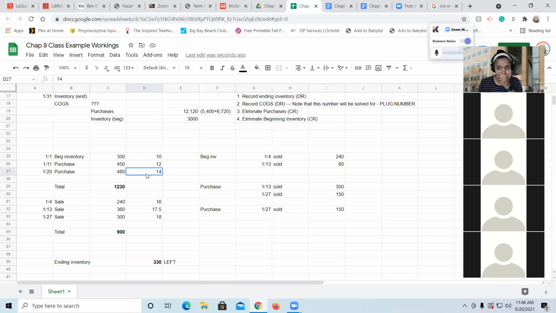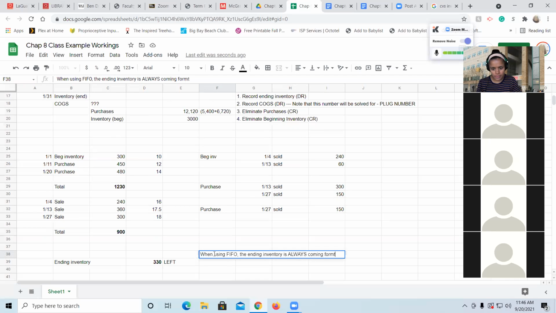So, Professor, we calculate 330 at 14. 330 at 14, yeah. And the shortcut, if you want to call it that, to remember this, is that when you're using FIFO, the ending inventory is always coming from the latest date units. So do you see how it's coming from the 20th? The ending inventory is always coming from the latest date units when you use FIFO, not from the early dates, because they've already been sold.